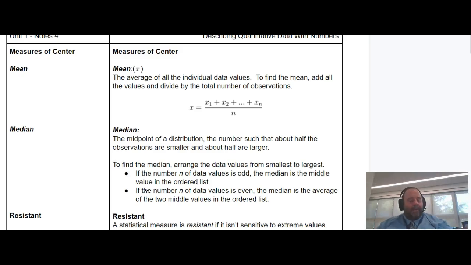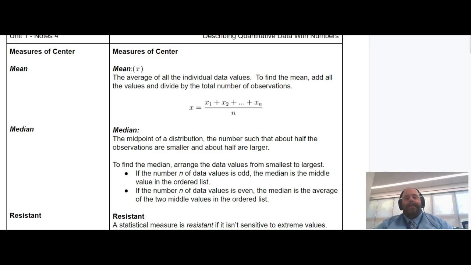Now, if the data set has an odd number, that's pretty easy. The median is the number exactly in the middle. If the data set has an even number of values, then you look at the two data points that are in the middle and you average those, right? So you just take those and you find the point halfway between those. That'll put 50% on both sides.